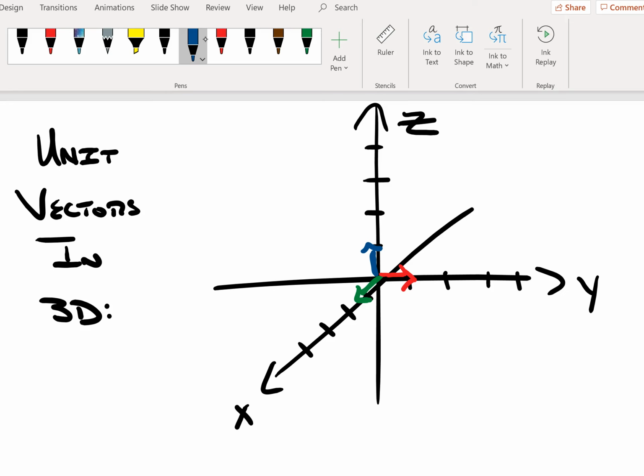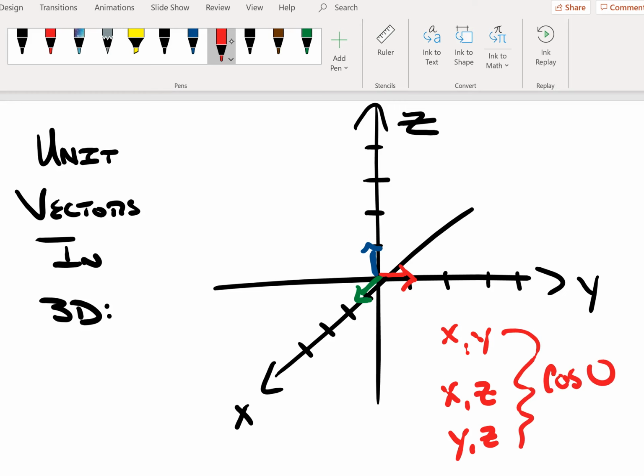No matter which pair I choose, I can choose x and y, x and z, or y and z, the cosine of the angle between them is going to be 0. And so we have 3 unit vectors, x, y, and z, in 3-dimensional space. And so movement along any unit vector direction will not change your position relative to any of the other unit vectors. And that's going to be important.